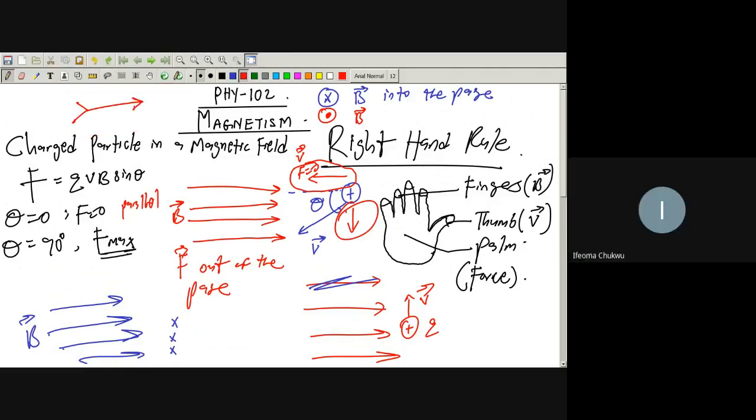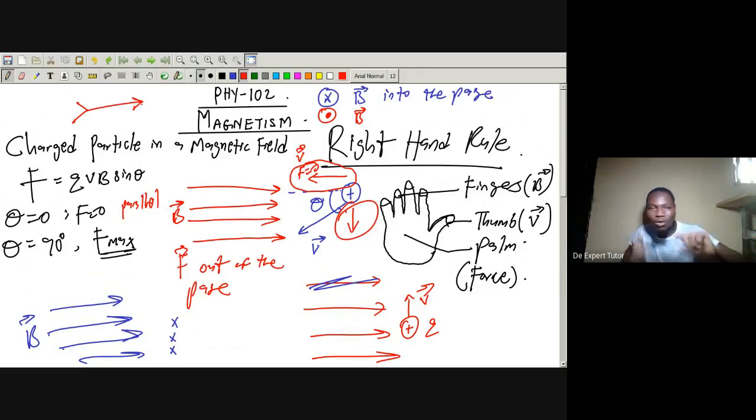If you view an arrow going away from you, you'll be seeing this end like a cross. It means that it's going away from you, that's into the page. But if the arrow is pointing at you, you will only see this dotted tip. And that's why they are using cross and dot. So this is going out of the page. Out of the page.